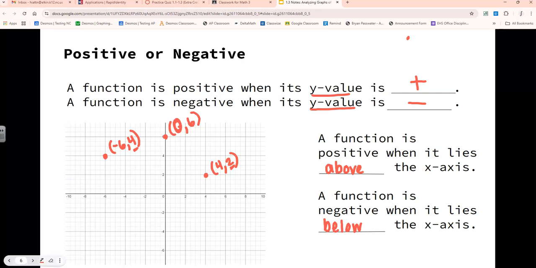But if I pick, I should have used red for that. That's usually what's used for negative. But if I pick numbers down here, like this point right here is -4, -2, below the x-axis. Y coordinate is negative. Right here, this is 0, -5. This point over here is 8, -2. So it's the y coordinate that matters, and that either puts it above or below the x-axis. So when we're asking for positive and negative, it's a different question than increasing and decreasing.